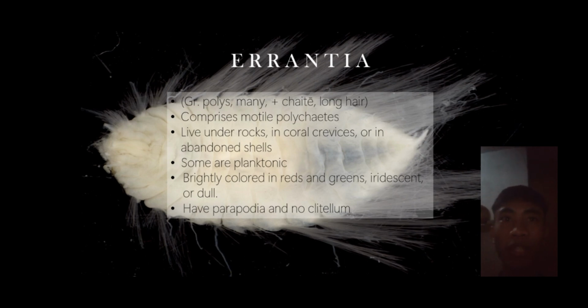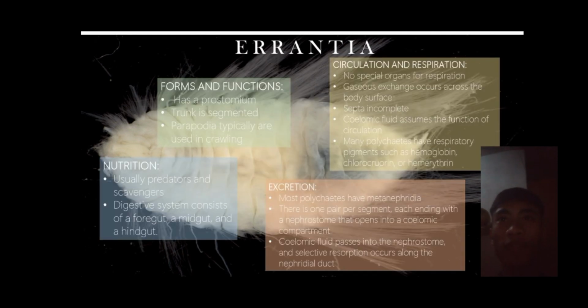Some polychaetes are planktonic, which means they are just carried by tides and currents, and they cannot swim well enough to move against these forces. They are brightly colored in reds and greens, iridescent or dull. Polychaetes have parapodia and no clitellum. For the forms and functions, a polychaete typically has a prostomium, which may or may not be retractile and which often bears eyes, tentacles, and sensory bulbs. The prostomium surrounds the mouth and may bear setae, bulbs, or in predatory forms, chitinous jaws.